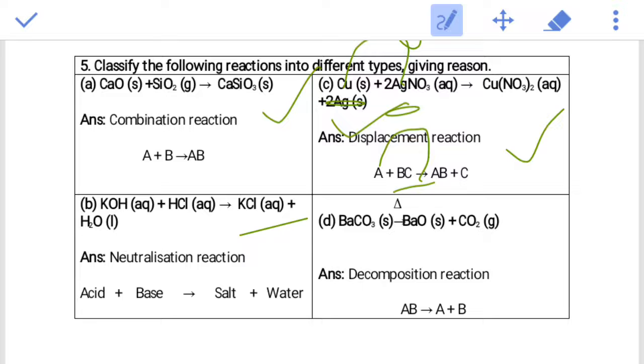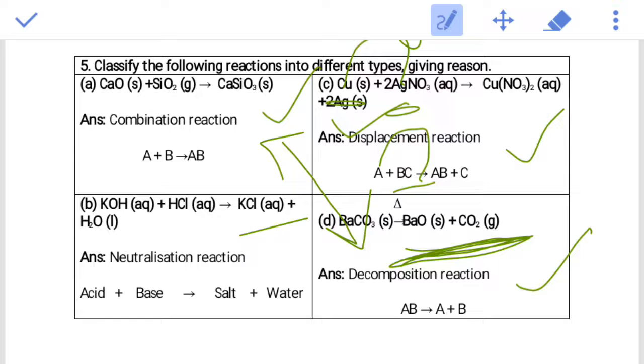And the last one, D, I think it's an easy one because we check here. Compare this combination and decomposition. Here there is a single reactant, and the single reactant breaks down into two products. Triangle means heat. A single reactant breaks down into two products in the presence of heat. We call it a decomposition reaction, and in the reason AB gives A plus B. In simple words, AB breaks down into A plus B.